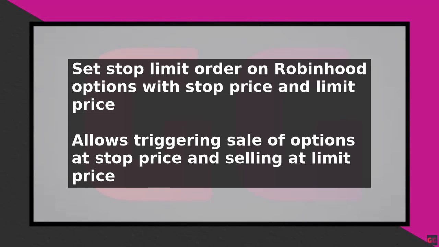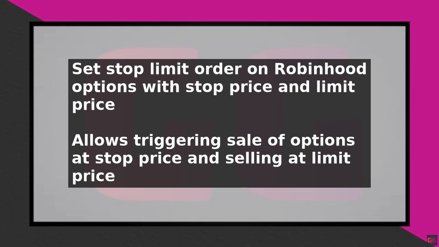Welcome to this tutorial on how to set a stop limit order on Robinhood Options. A stop limit order is a type of order that allows you to set a stop price and a limit price for your options trade. The stop price is the price at which you want to trigger the sale of your options, while the limit price is the maximum price you are willing to accept for the sale.